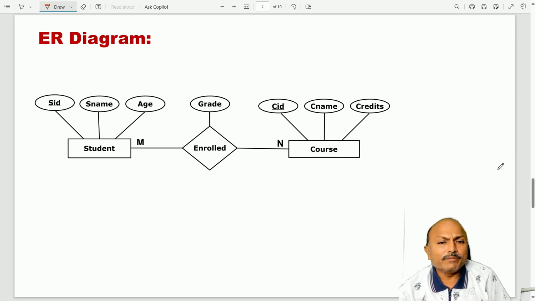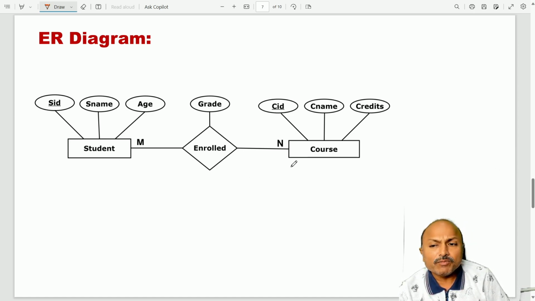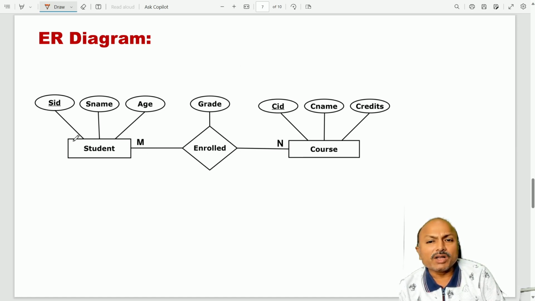Student is one entity, course is another entity. Student has 3 attributes: SID, S name, and age, and SID is the primary key in student. Whereas the course entity has attributes CID, C name, and credits, and CID is the primary key. Enrolled is a relationship between student and course. This is a part of the diagram. It shows the total scenario of student and course.